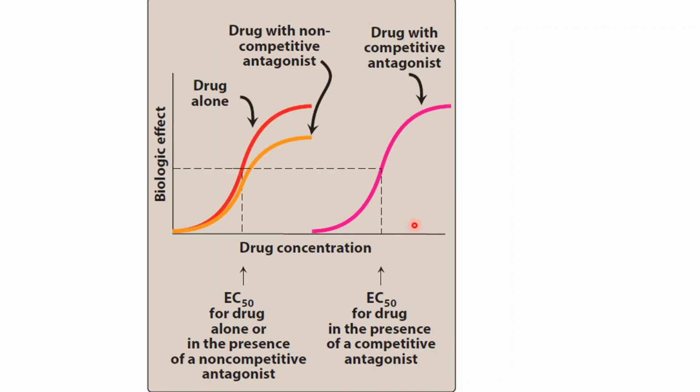Then when the drugs are administered together with an antagonist, there will be two types of antagonist. The red curve is the drug alone, and it is a full agonist. When you combine a full agonist with a non-competitive antagonist, it becomes a partial agonist, so the response will not be full, but the EC50 will stay here. When you combine a drug with a competitive antagonist, the EC50 will shift to the right. This curve is S-shaped and this is also S-shaped, so they are identical.